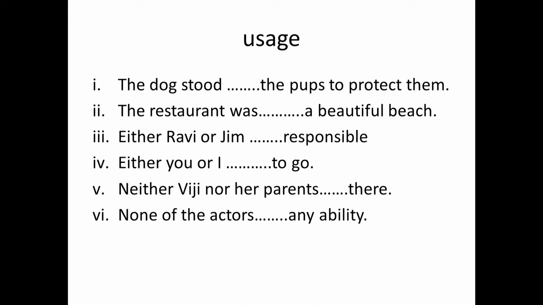Neither Viji nor her parents. So, remember parents, the verb will agree with the subject closer. So, here you have were there or are there, and none of the actors. Generally we use a singular verb with a singular subject, none being a singular, but here look at the way the sentence is constructed. So, none of the actors have any ability. We are now looking at the subject closer to the verb.